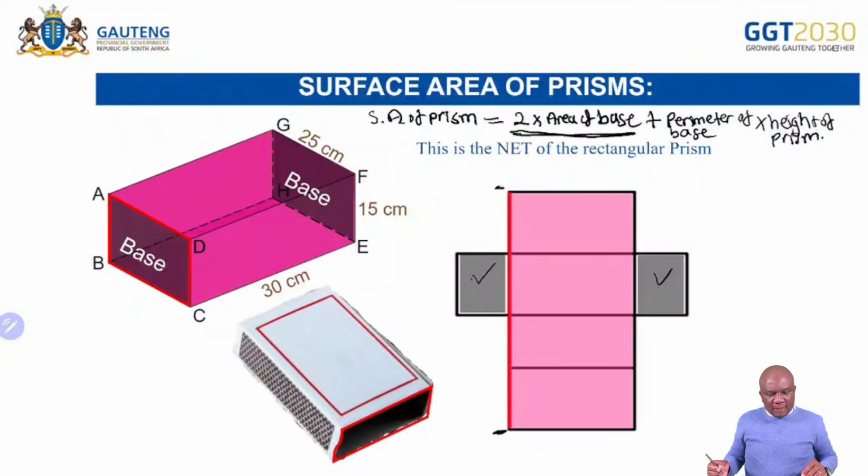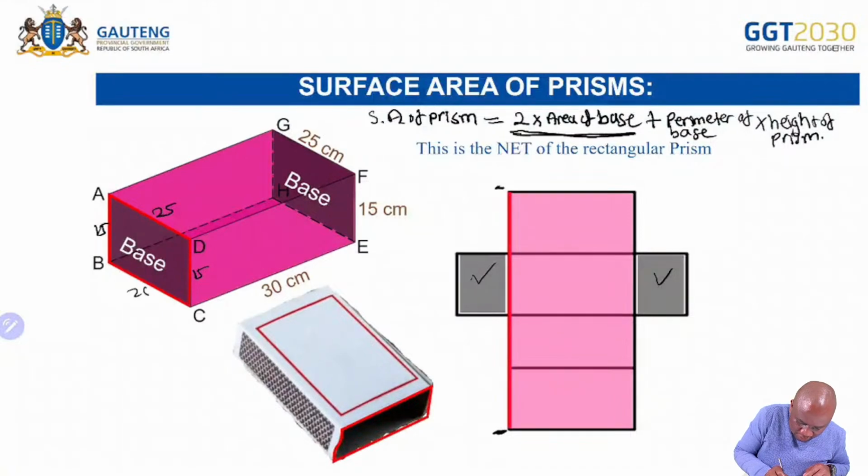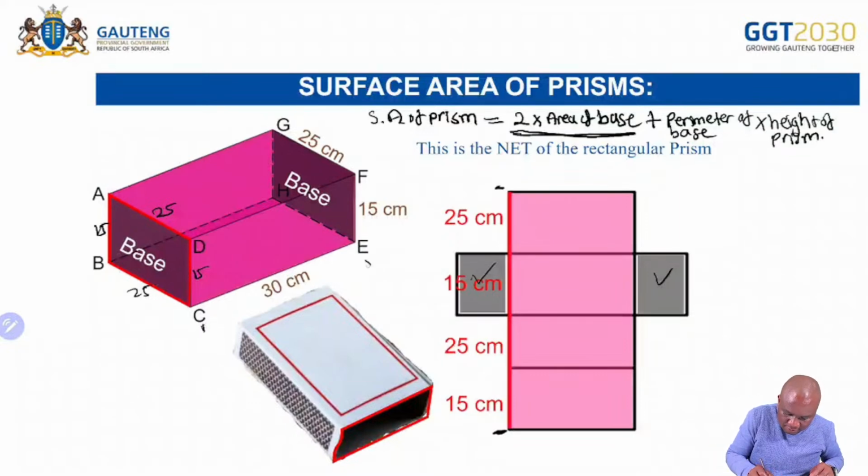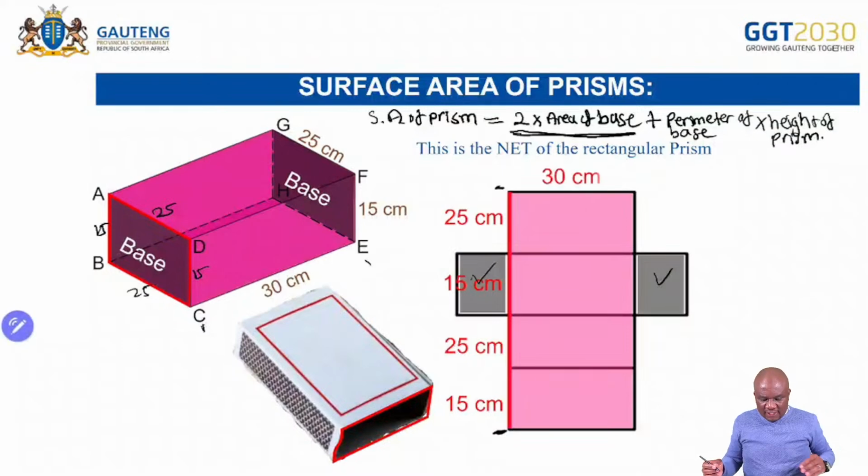Which is going to be 15, because this is 15, 25, 15, 25. So it's going to be 15 plus 25 plus 15 plus 25. Our net is not drawn to scale, so don't worry. So it's 15, 25, 15, 25, which is now the length of the big rectangle. And then the height of the prism, which is the distance from there up to there, is going to be 30 centimeters.